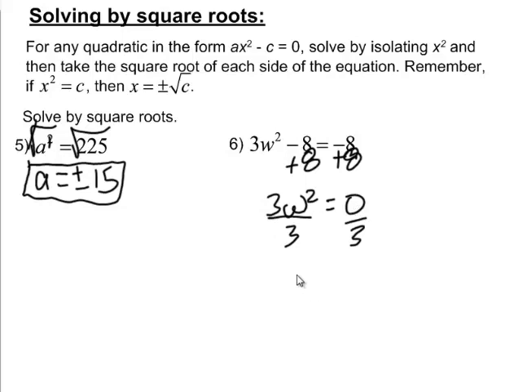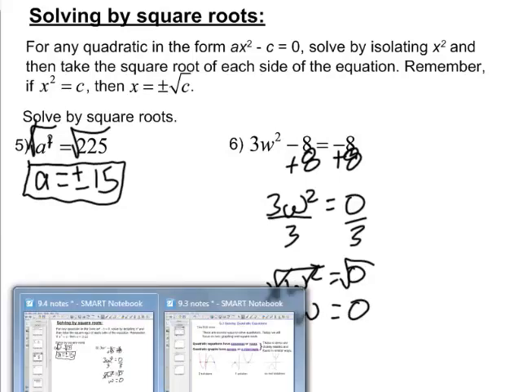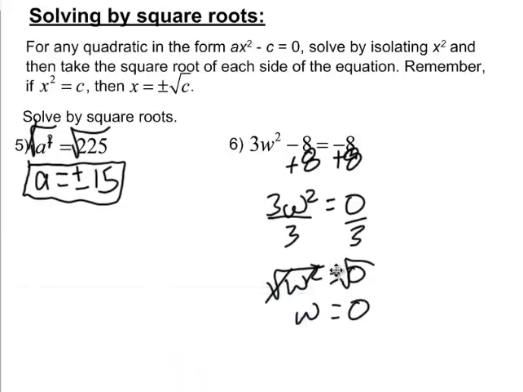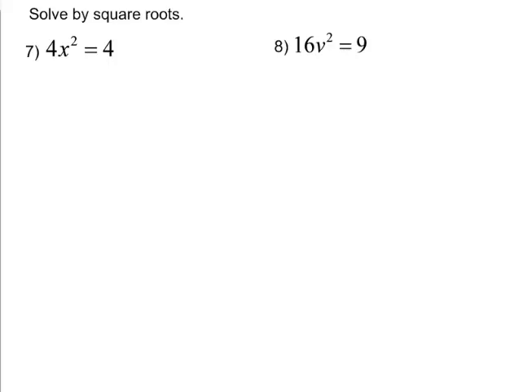I'm just following my order of operations here. w squared equals 0. Square root. Nice thing about this, the square root of 0 is 0. w equals 0, which means that we have one solution here. That's not a plus or minus, so this is one solution, 0. This was two solutions, plus 15 and minus 15. Let me have you try these last two right here, and then we will move on.